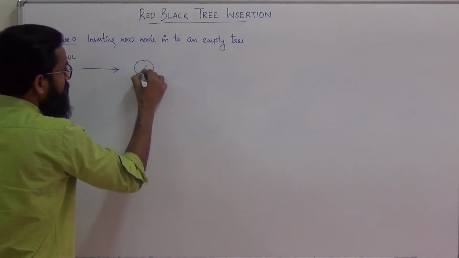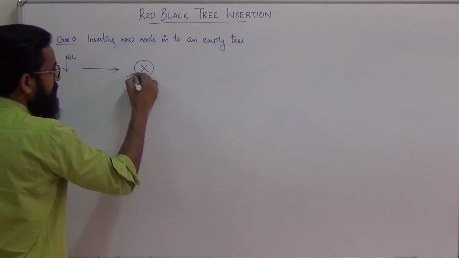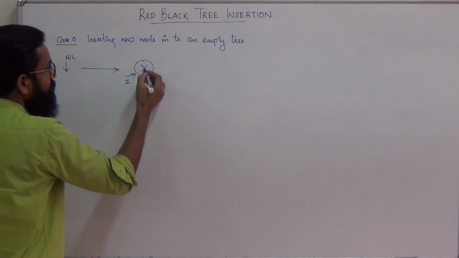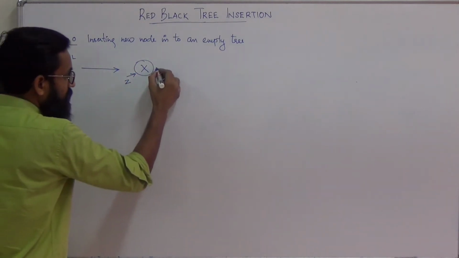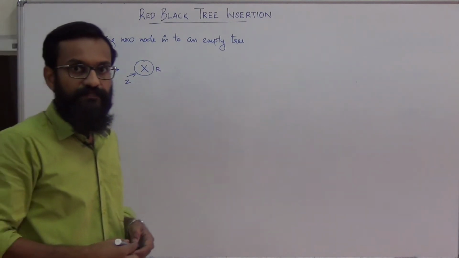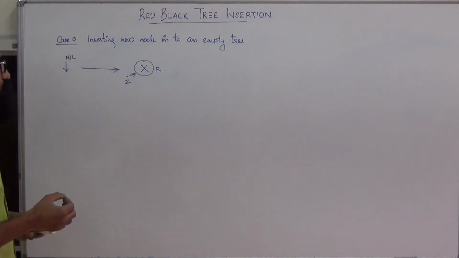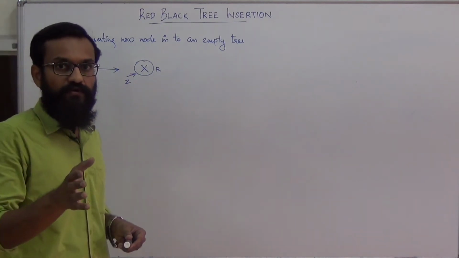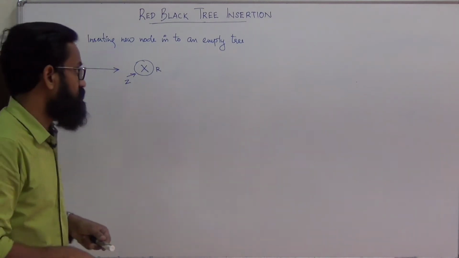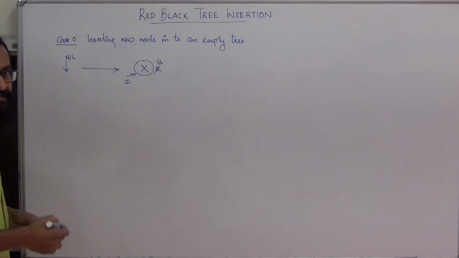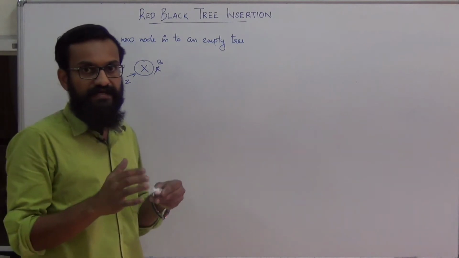So let the new node have key value x and let z be the pointer to the new node. We always assume that z is the pointer to the new node. After insertion, as we have mentioned earlier, the new node is colored red. After insertion of the new node into an empty tree, the new node becomes the root node, and as you all know, the root must be black in color. So after inserting the new node, you have to change its color to black. That is the trivial case. You can call that case 0.